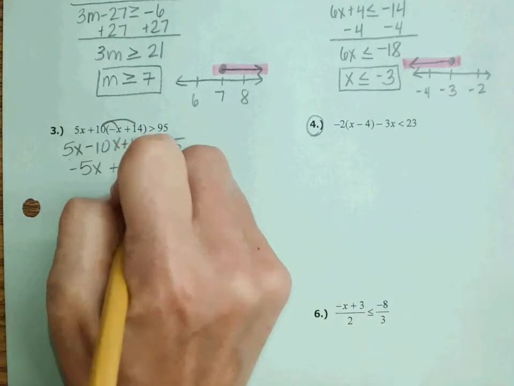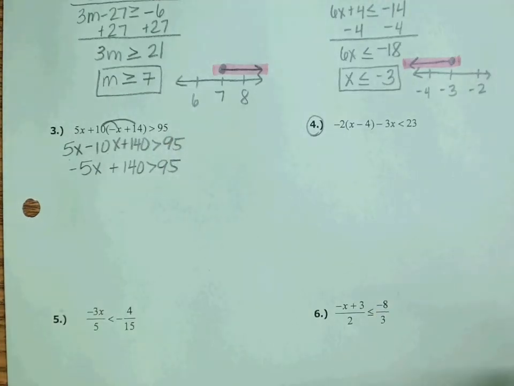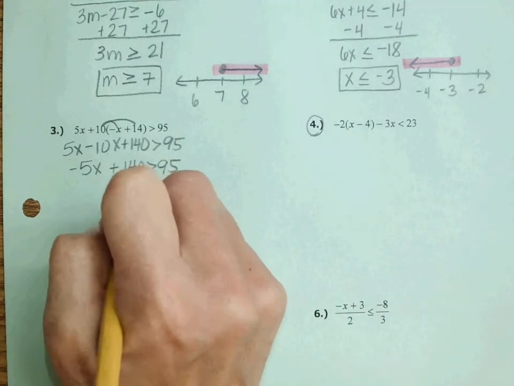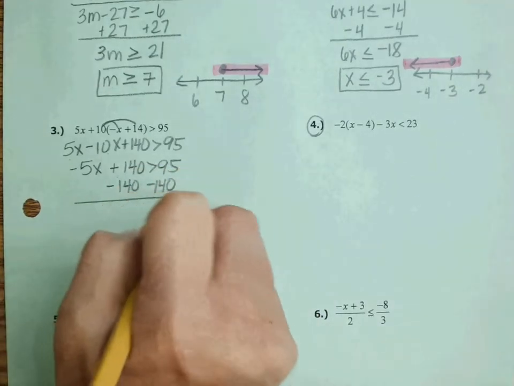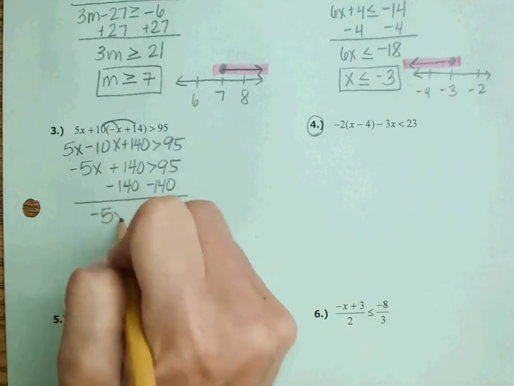We're going to go ahead and rewrite it. At this point, I realize I have a two-step equation, so I'm going to follow the two-step strategy to solve for x. So I'm going to move my constant terms to the other side. It's 140. And then drop down everything else. So I drop down negative 5x.